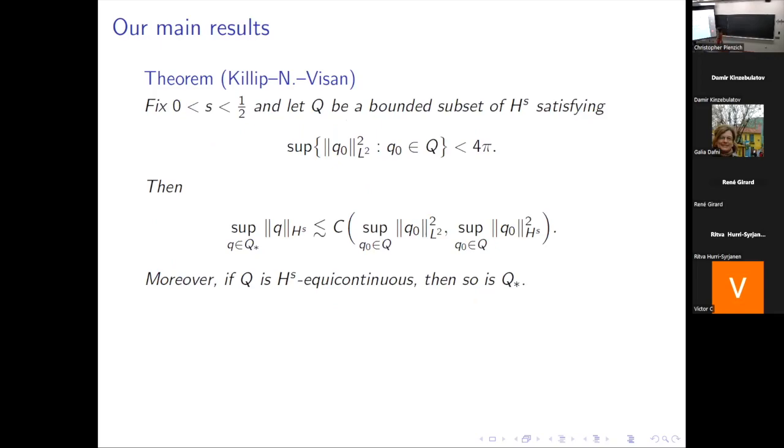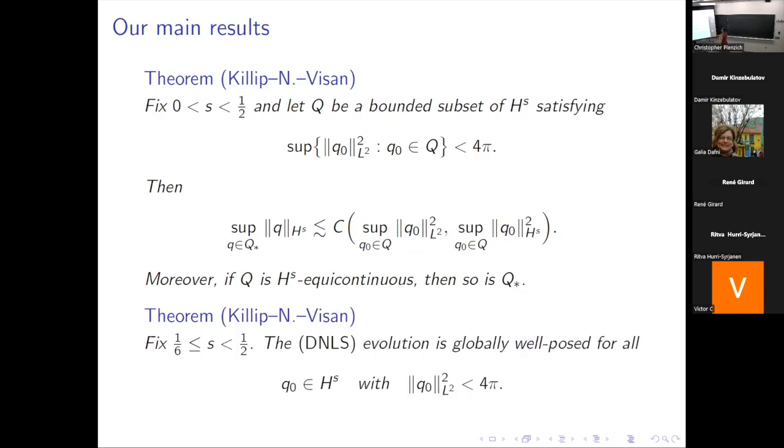Now, having this equicontinuity result, we were able to prove a priori Hs bounds. So if we have s between 0 and 1/2, Q a bounded subset of Hs, and this L2 norm assumption, then we can bound uniformly the Hs norm of our solution in terms of the Hs norm of the initial data. Okay. And finally, using the continuity in this Hs bounds, we were able to prove global well-posedness in Hs for s between 1/6 and 1/2. Okay, so again, not yet in L2, and again with this assumption on the L2 norm, but definitely much closer than H1/2. And as I said, at that point, not even local well-posedness was known. Okay.